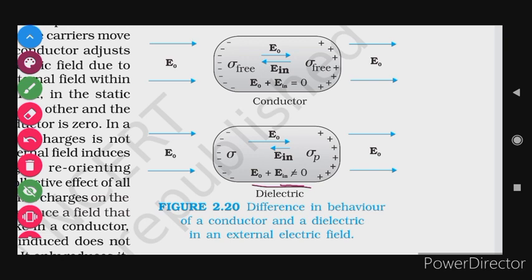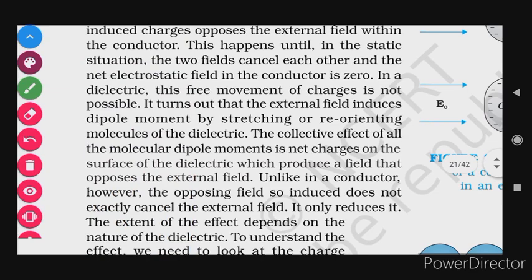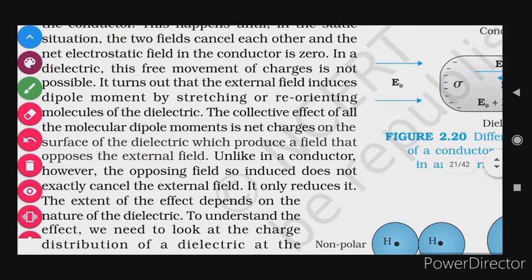We'll look at it in detail further. For now, there will be an induced electric field. The collective effect of all the dipole moments is net charges on the surface of the dielectric, which produce a field that opposes the external field.